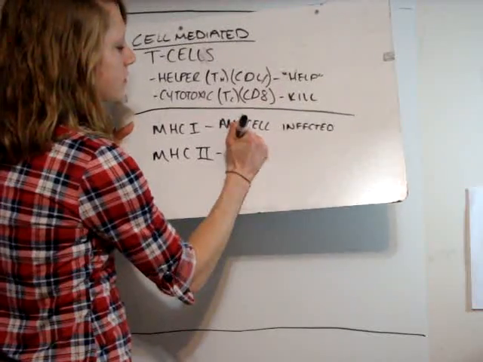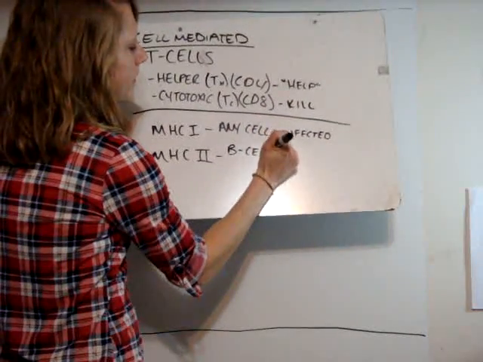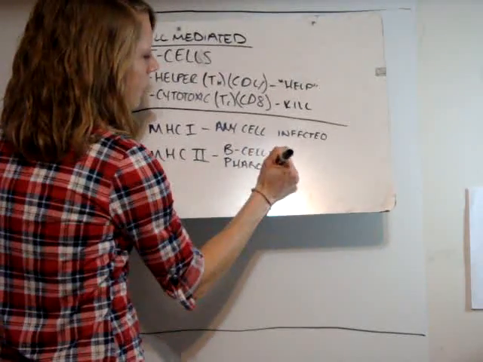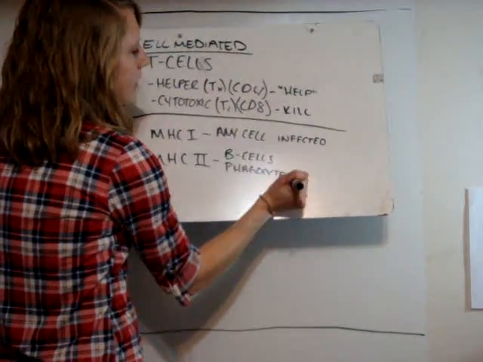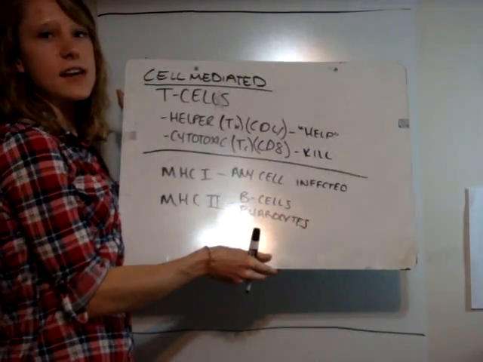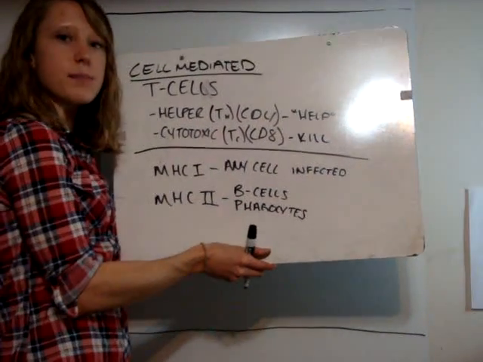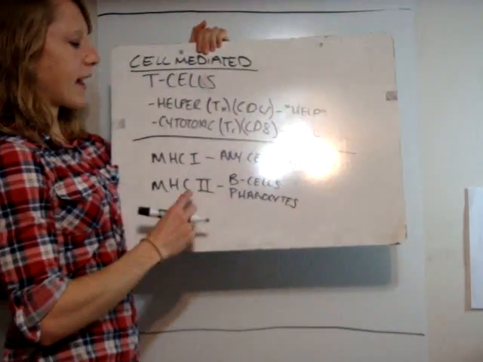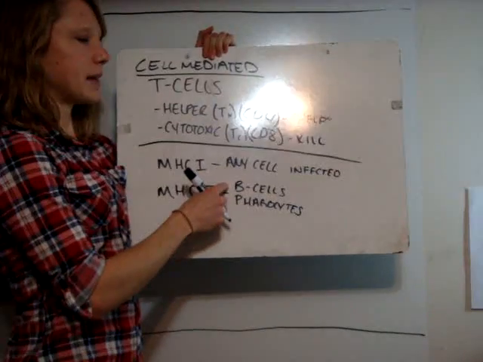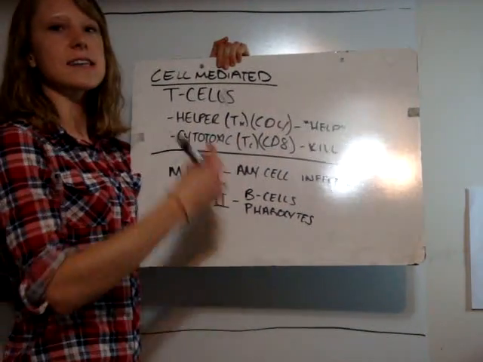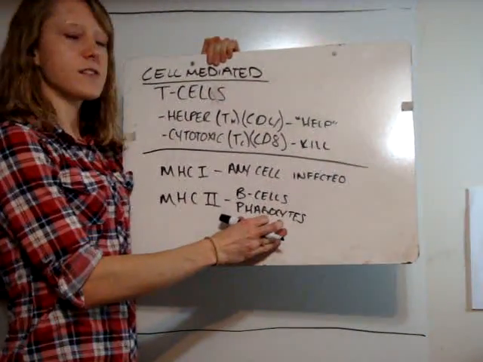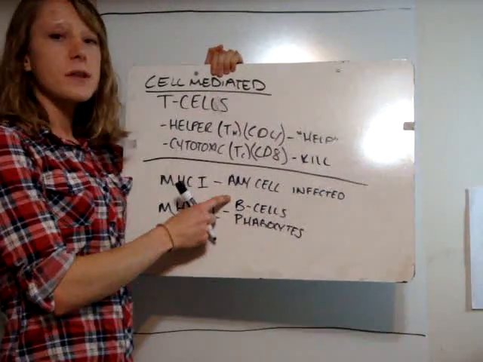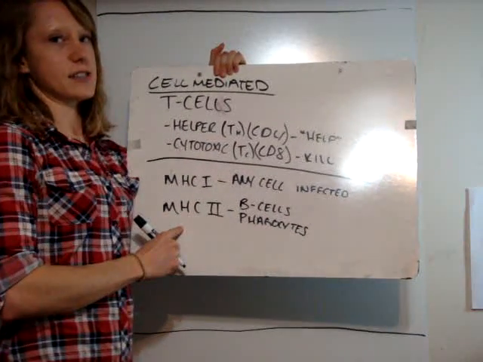MHC class 2 is more specialized. It's done by only B cells and phagocytes. Now remember, we learned about three different cells that are phagocytes. We have the neutrophils, macrophages, and dendritic cells. So to be more specific, we could say that MHC class 2 is done by B cells, macrophages, dendritic cells, and neutrophils. All of those cells are phagocytes, so they can all do MHC class 2. But remember, this is important, B cells can do MHC class 2 as well.